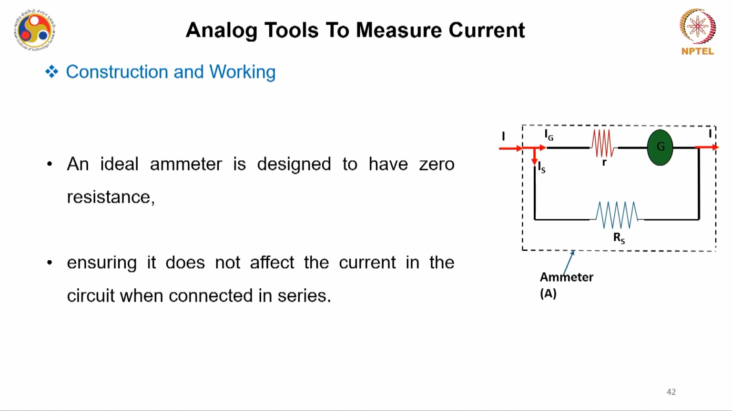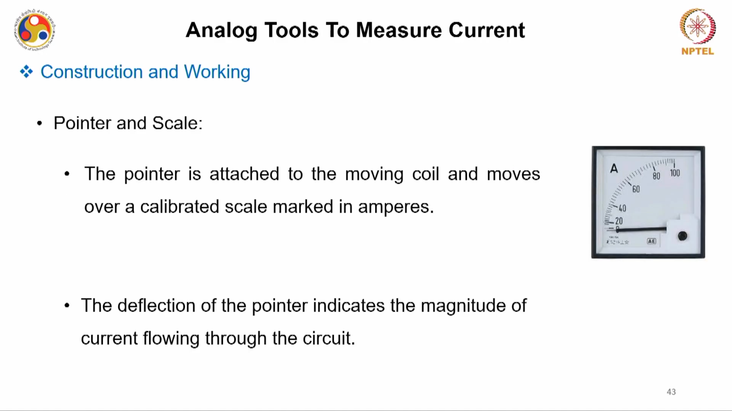As we know, an ideal ammeter is designed to have zero resistance, ensuring it does not affect the current in the circuit when connected in series. The pointer and scale of this ammeter are also very simple. The pointer is attached to the moving coil and moves over a calibrated scale which is marked in amperes, or milliamperes or microamperes, depending on what kind of instrument it is.